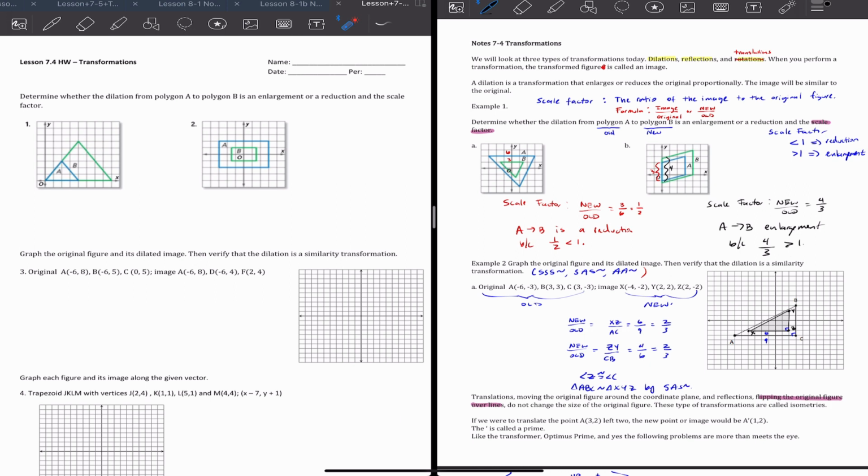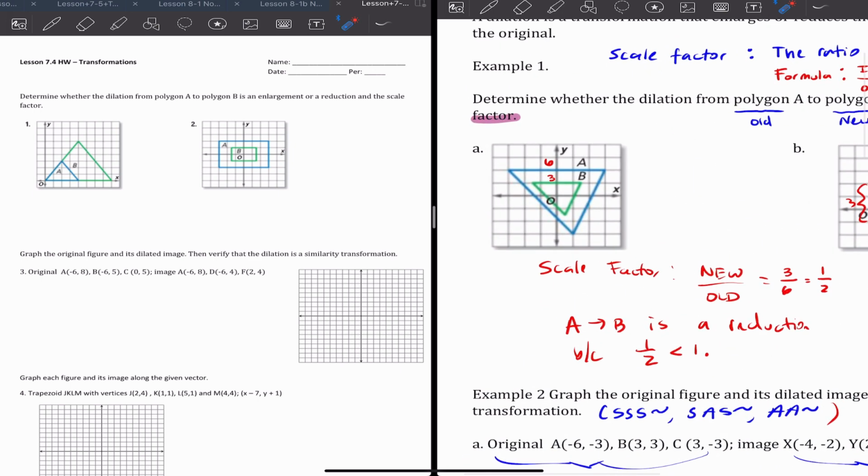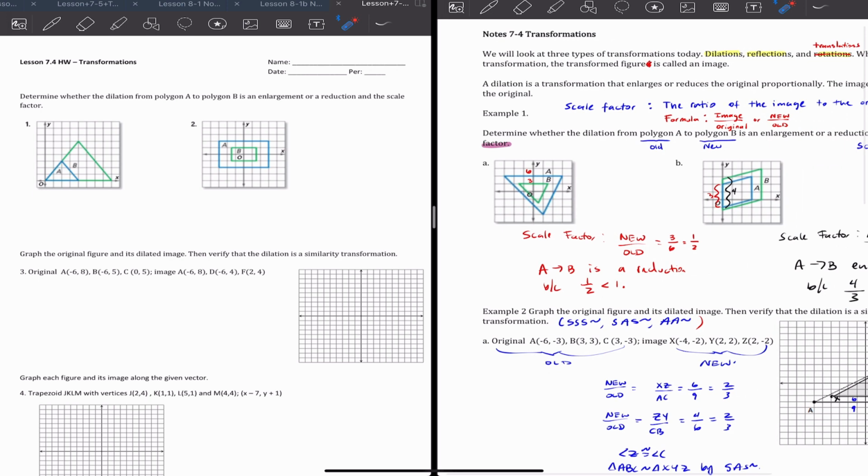The first thing you need to do is read the directions. It says you're going from polygon A to polygon B. Just like the notes, you're going to go from old to new and use that formula that we talked about in class or in the notes video. Remember, the scale factor is the ratio of the image to the original figure, so you're going to use that formula, new over old. Here we counted these two sides and created a ratio, and then you determine whether that scale factor is an enlargement or a reduction.